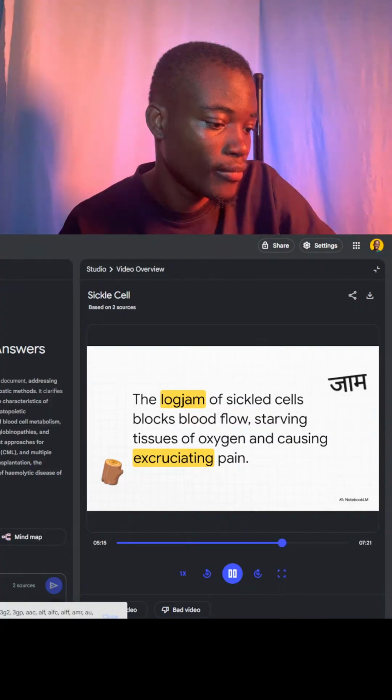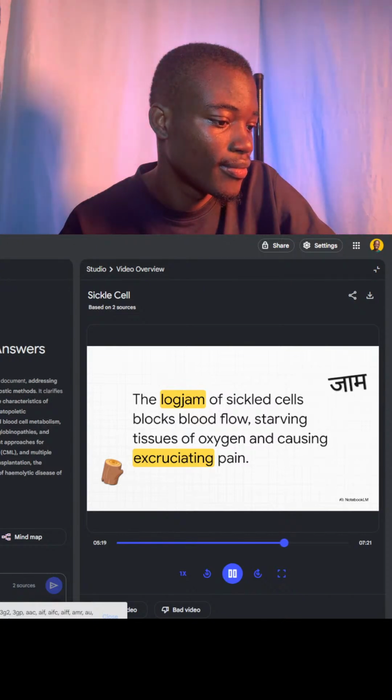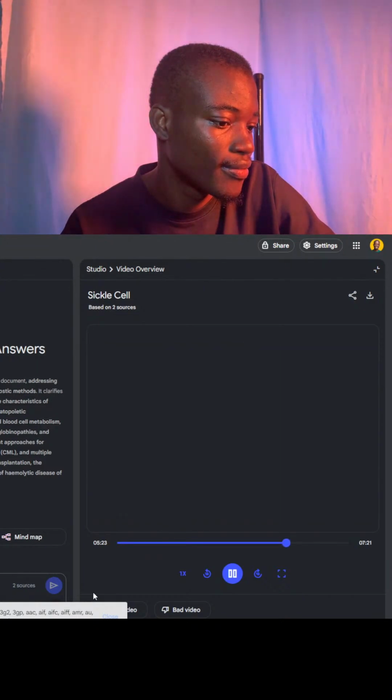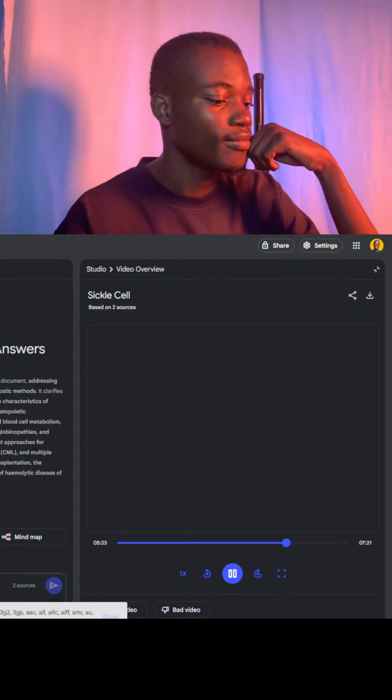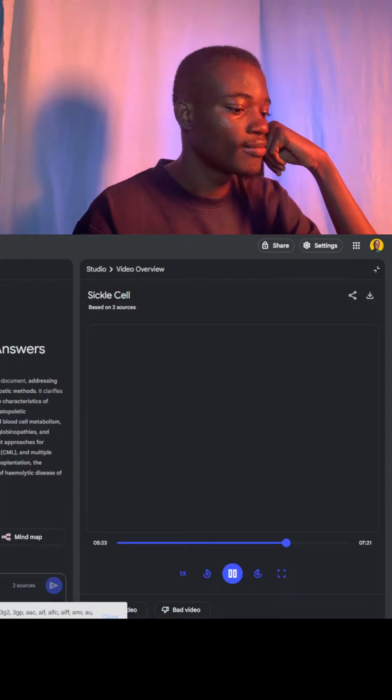Because the sickle cells are so rigid and sticky, they just can't squeeze through the body's tiniest blood vessels. They get stuck. They create a log jam that blocks blood flow completely. And the tissues downstream are starved of oxygen, which causes excruciating pain and, over time, really serious organ damage.